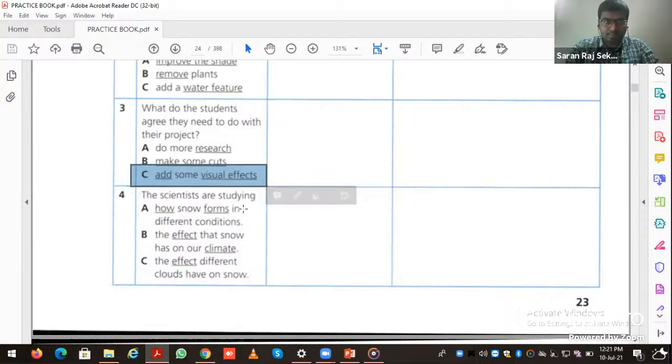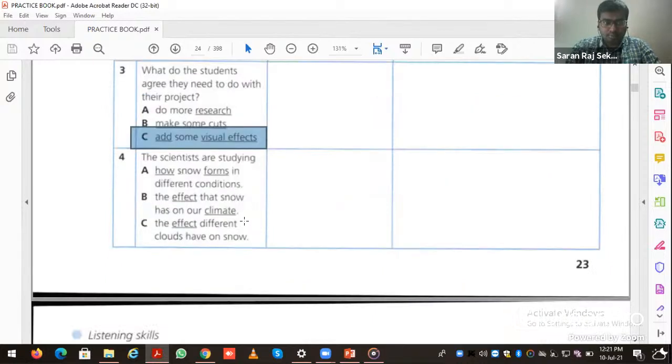The scientists are studying. So they are studying something. Let's look at here. If you see, the options are quite difficult if you don't mark the keywords.